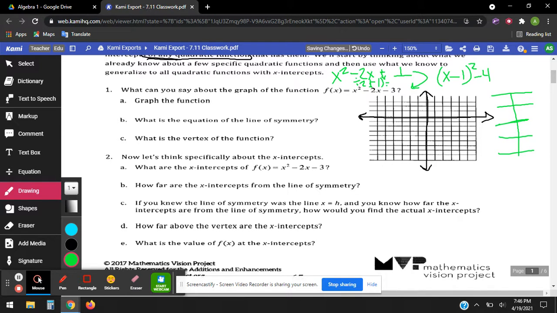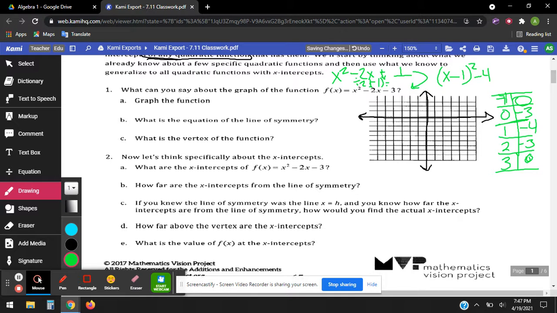And I need 5 points. So 1, 2, 3, oh, that's only 4. So 1, negative 4. And so if I put in 2, 2 minus 1 is 1, squared. 1 minus 4 is negative 3. 3 minus 1 is 2, squared is 4, minus 4 is 0. Oh, look at that. We got some x-intercepts even.